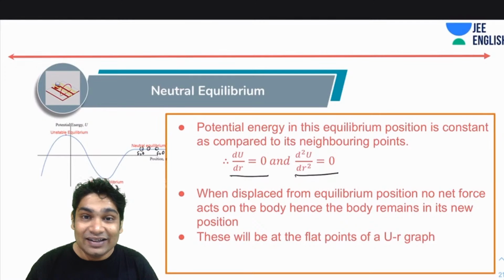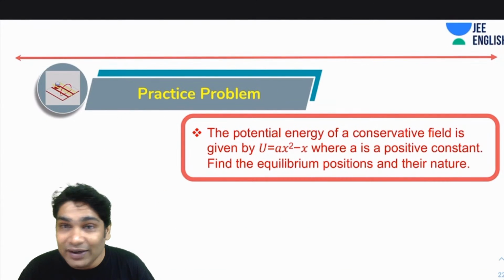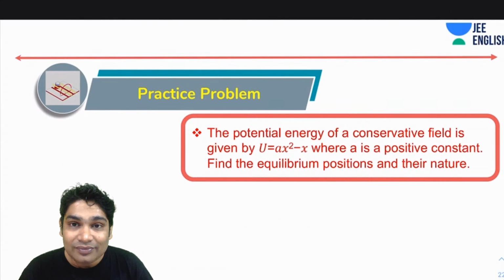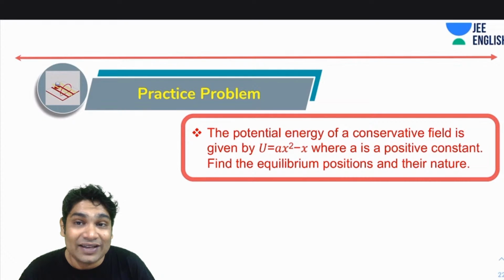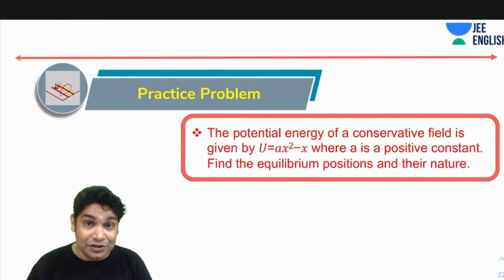So why don't we practice a problem? Let's quickly practice this problem. You've been told that the potential energy of a conservative force field is given by U = ax² − x, where a is a positive constant. Find the equilibrium positions and their nature. You have to find the equilibrium positions under the action of this.